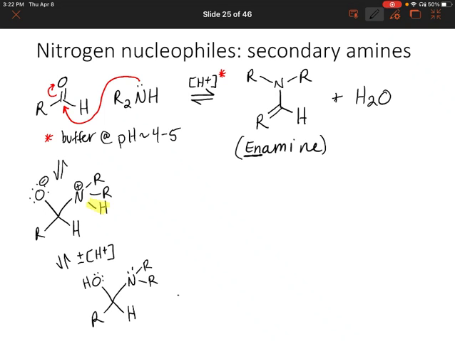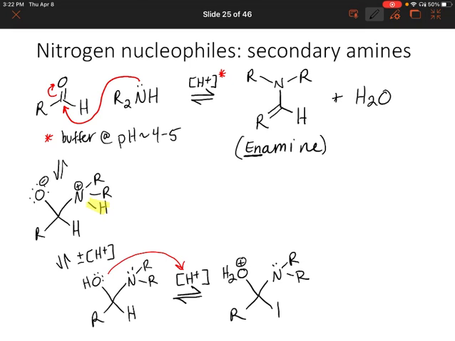And here's where we add our acid, not water. And again, the oxygen is going to grab onto that proton to create a good leaving group. Okay. And similar to our mechanism from earlier, the lone pair on nitrogen is going to move down to create a double bond, and that will kick out our leaving group.